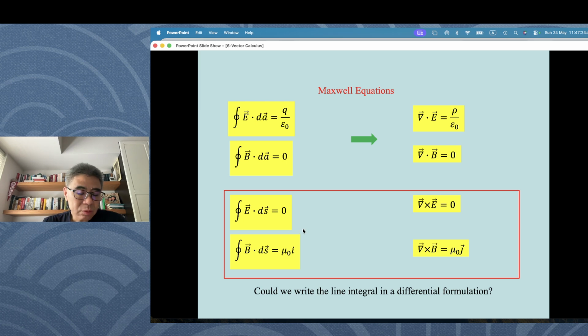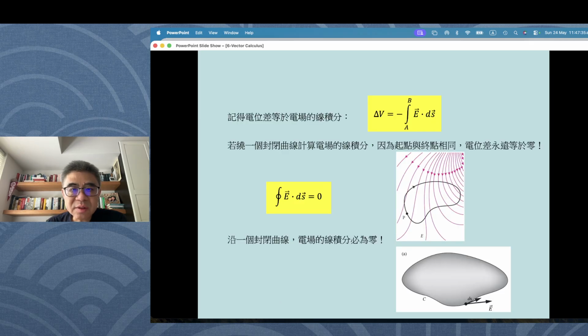And therefore, the question we will ask and think about is: could we write the line integral in a differential formulation? Well, let's start with the easier one, which is the third equation, which says the line integral of the electric field is equal to 0. I have to emphasize it is along the closed path or a loop. Usually we put a circle on the integral sign to emphasize it's a loop.